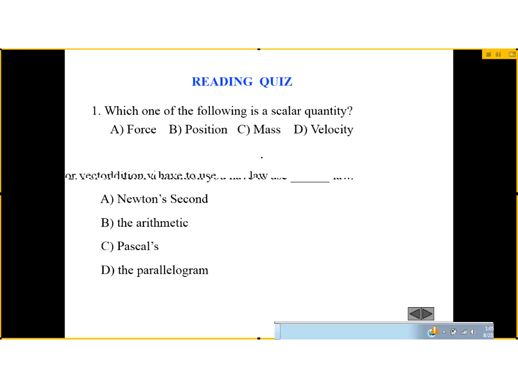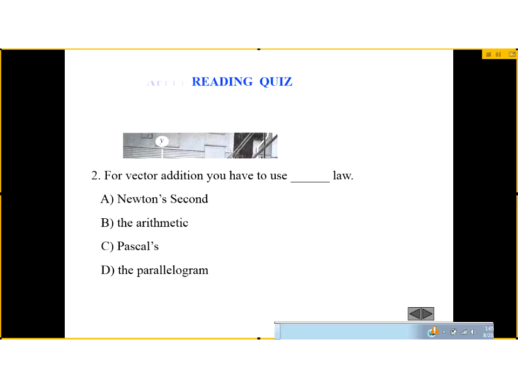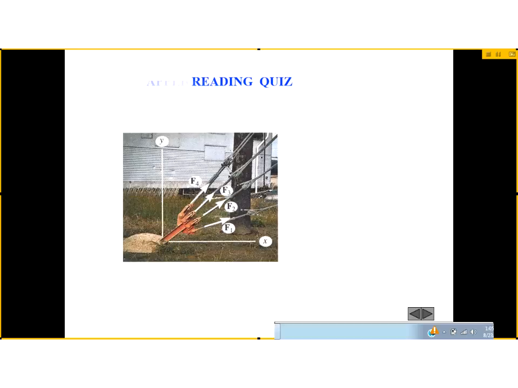And if you want to add vectors, you're going to have to use, which law? Newton's second law? Nope. D, the parallelogram law. It's not a physics problem, it's a math problem, adding vectors. And the parallelogram law says you can add vectors by drawing a parallelogram with the 2 vectors at the corner, and then extending that out. And at the end, the far corner of the parallelogram is where they will go when you add them together. I will explain that in today's lecture.